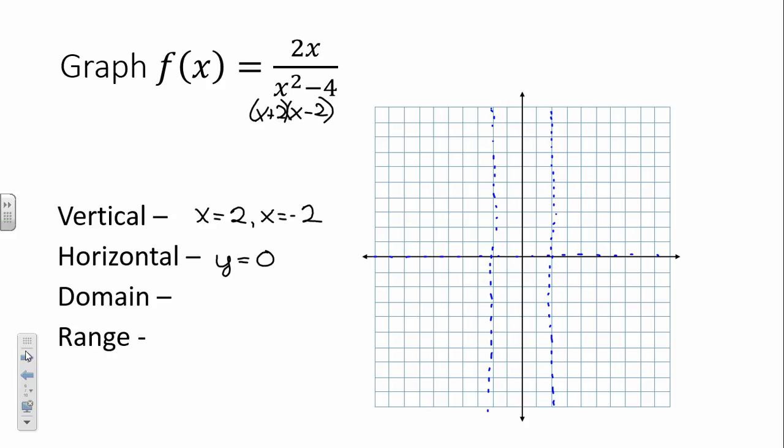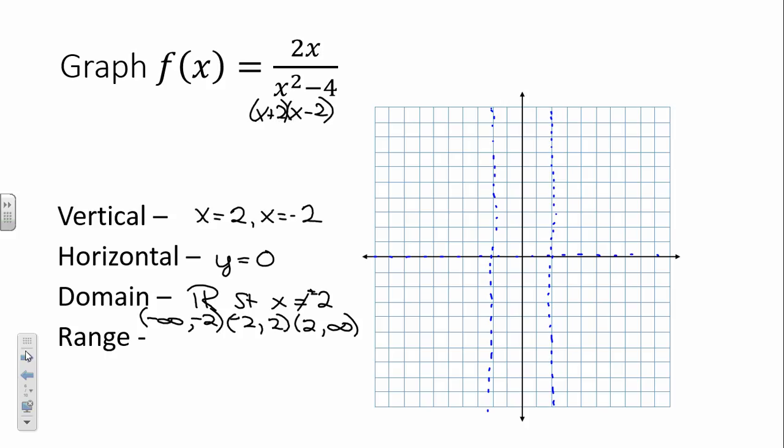2 and negative 2. So our domain is just like our vertical asymptotes, isn't it? Only we say all real numbers such that x is not 2 and negative 2. And if we want to write that in interval notation, we can say we're going from negative infinity to negative 2, from negative 2 to 2, and from 2 to positive infinity, all with open brackets, because we can't be 2 or negative 2. Okay?